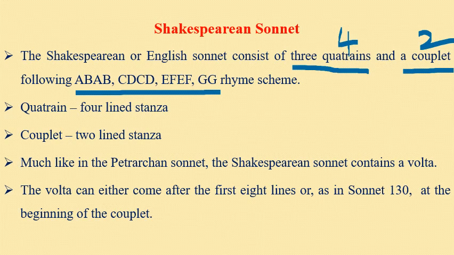What is interesting here is that the volta can either come after the first 8 lines, that is next to the octave, or as in sonnet 130, this is more special because it comes at the beginning of the couplet. It comes at the beginning of the couplet, you can see.